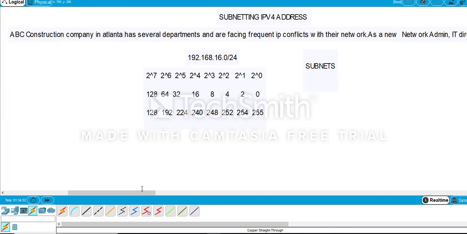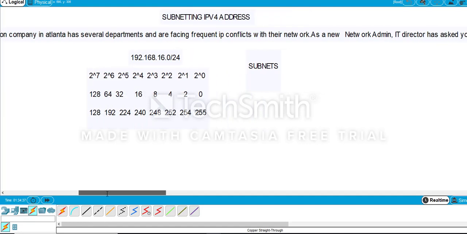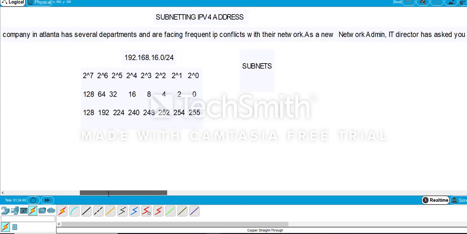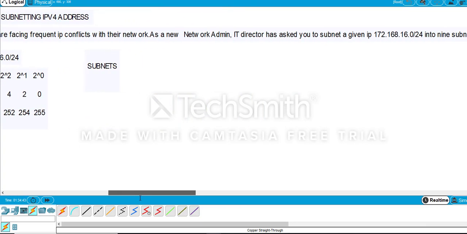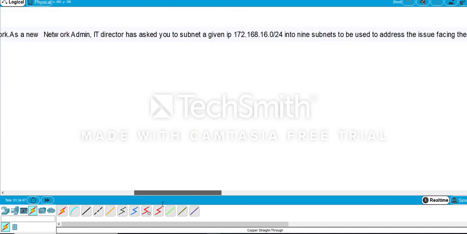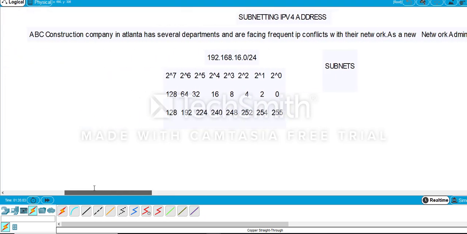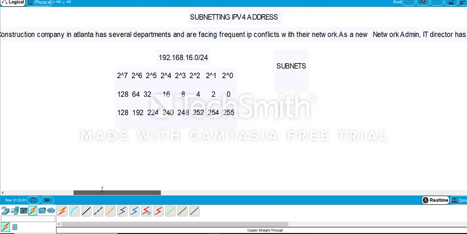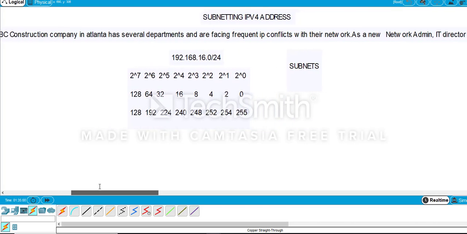As a new admin, the IT director has asked you to subnet a given IP address, 192.168.16.0/24, into 9 subnets to be used to address the issue facing the company. So this is a very long question, but we're going to get into it.